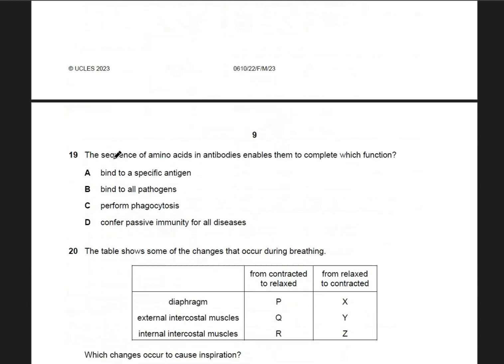Moving towards question number 19. The sequence of amino acids in antibodies enables them to complete which function? The amino acid sequences in antibodies are basically forming the basis of the shape of their binding site, the shape of the active site. Antibodies also have binding areas, active sites that are complementary to the shape of the antigen. So the sequence of amino acids enables them to bind to a specific antigen. Option A will be the correct answer.